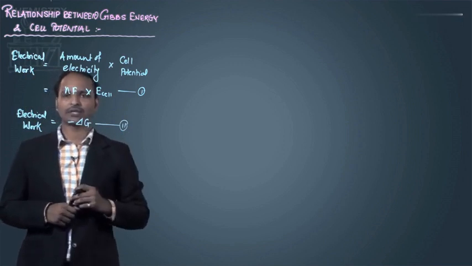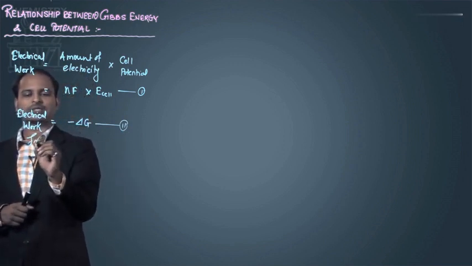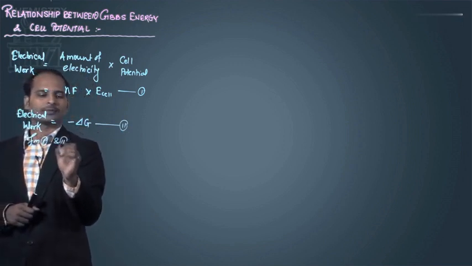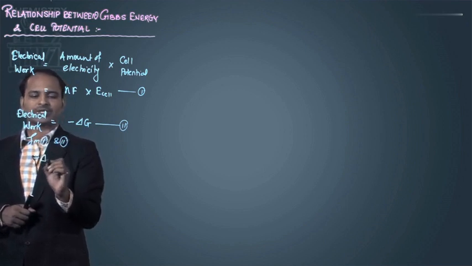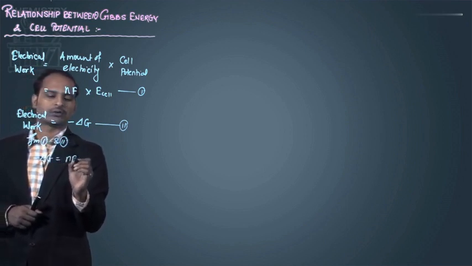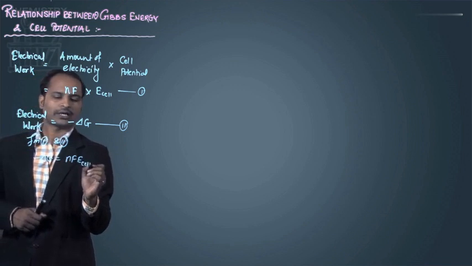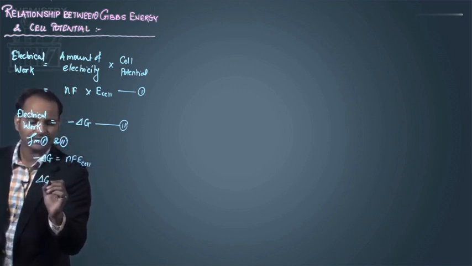Both are the formulas for the electrical work. So from 1 and 2 I can say that minus delta G is equal to nF E cell, or I can say delta G is equal to minus nF E cell.